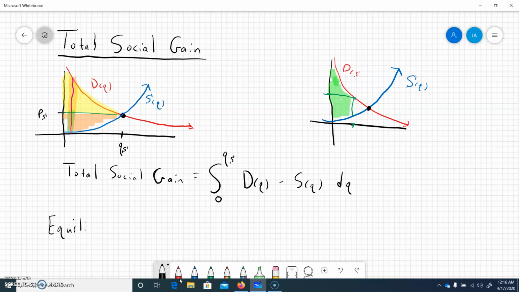Am I spelling equilibrium correct? I think I am misspelling it. Equilibrium point yields max social gain. So that's something to keep in mind. Okay? And in the following videos we're going to actually work an example, and we'll use one that goes with using some quadratics. Okay?